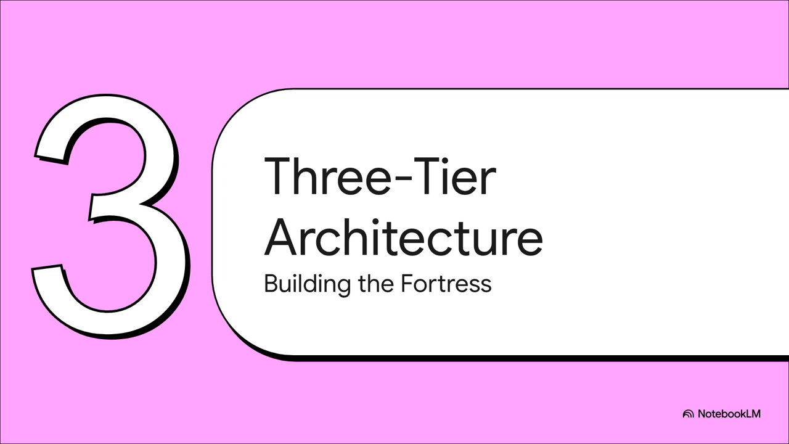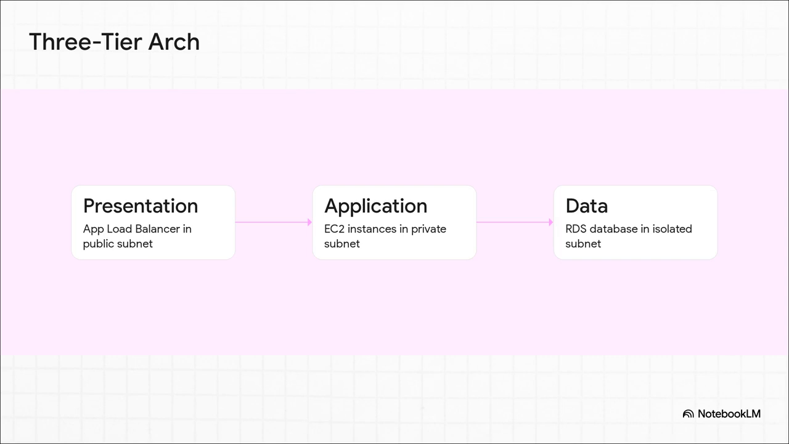All right, part 3, the three-tier architecture. This is where we build the fortress. So we've got our secure state, we've got our secure identities. Now let's build the actual fortress. The absolute most robust way to design your AWS environment is by using a three-tier model.